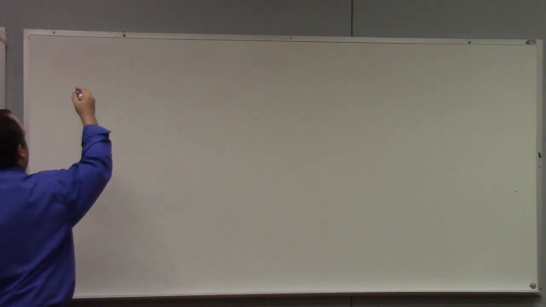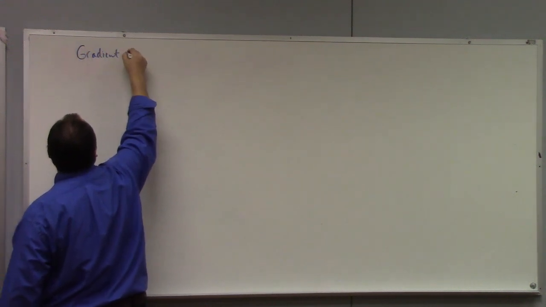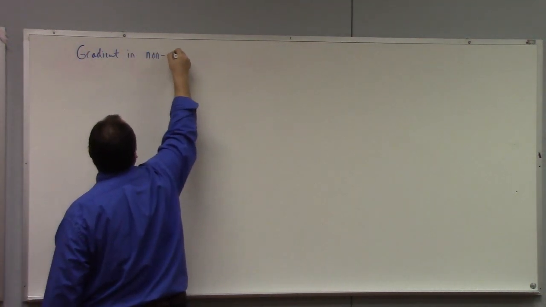Okay, so there's a few more problems in your homework about how to calculate the gradient in other coordinate systems. So I should share that with you. So the question is, how do we calculate the gradient in non-Cartesian coordinates?